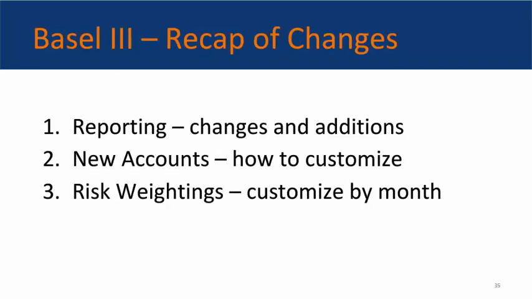To recap our session, we focused on 3 types of changes made in Compass to incorporate Basel III capital rules. First, the reports. Again, changes to existing reports as well as a brand new report. Second, in new accounts, we've pushed out a new section of accounts that give you the ability to customize and capture information as you need it. And finally, in risk weightings, we've added features that allow you to easily customize risk weightings and make them flexible by month as well.